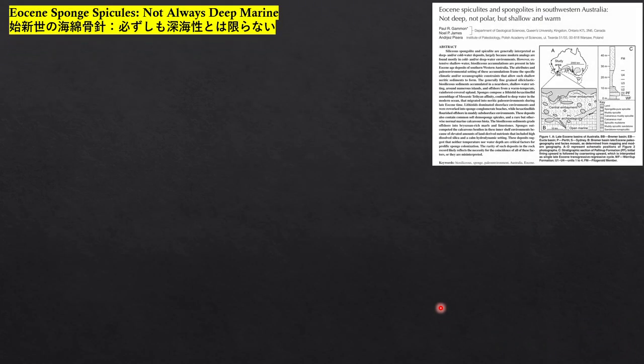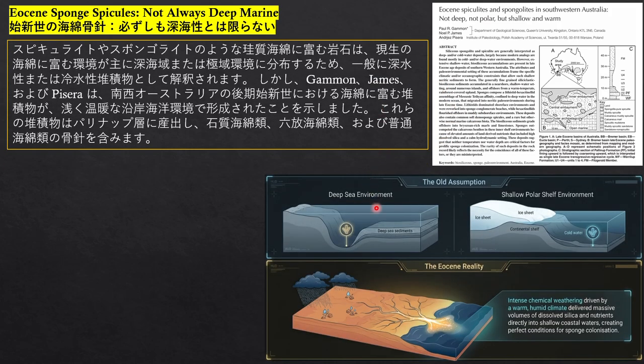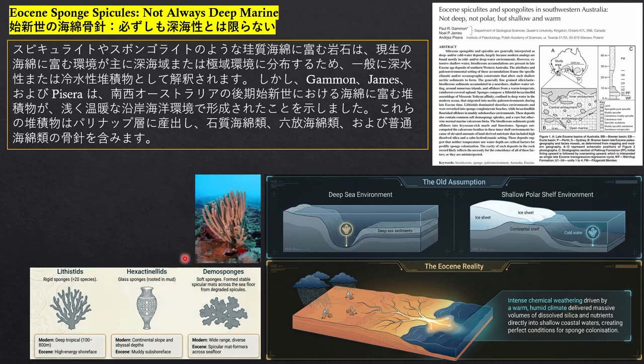So firstly, what is sponge spicule? There is one paper that shows that the sponge spicule is not always in the deep marine. Sometimes it will be available in the shallow or deltaic kind of setting. So this paper shows that, but the main reason is that they also show that most of the time the sponge spicule is in the deep marine environment nowadays. So most of the outer rim has sponge spicules. In this paper they also indicate the sponge spicule has these types: high energy shores is the lithistid, hexactinellid is the muddy sub-shores, and demosponges have a spicule mat on the sea floor.